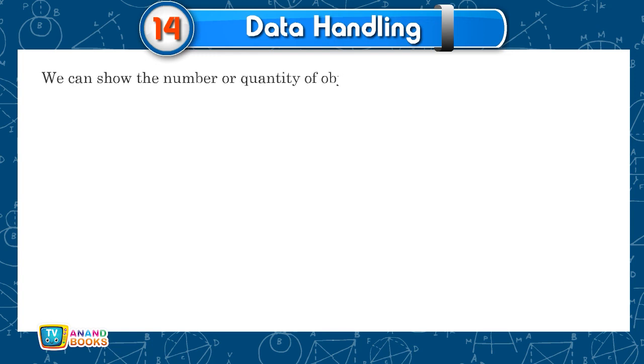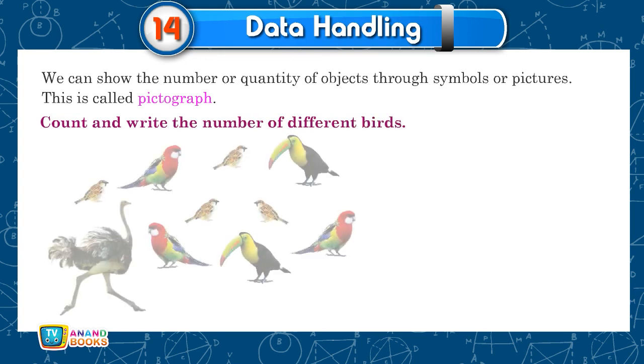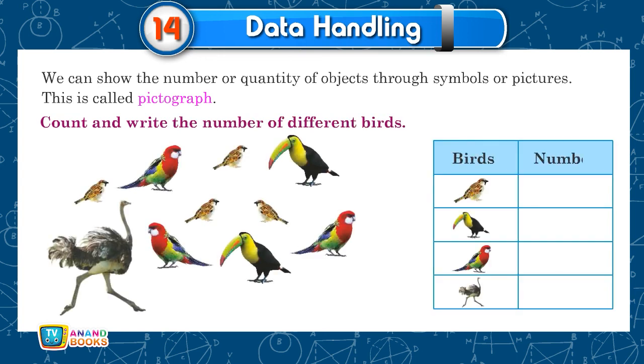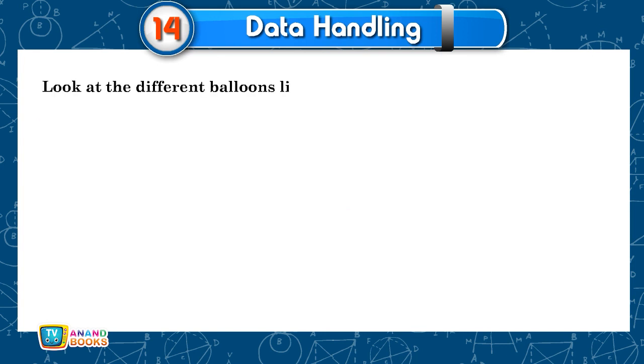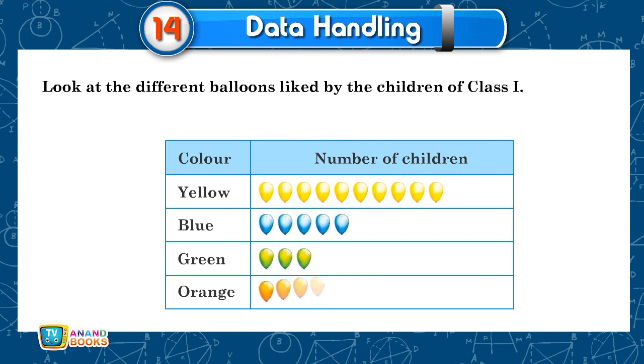Chapter 14. Data Handling. We can show the number or quantity of objects through symbols or pictures. This is called pictograph. Count and write the number of different birds. Birds, number 4, 2, 3, 1. Look at the different balloons liked by the children of class 1. Color, number of children. Yellow, blue, green, orange.